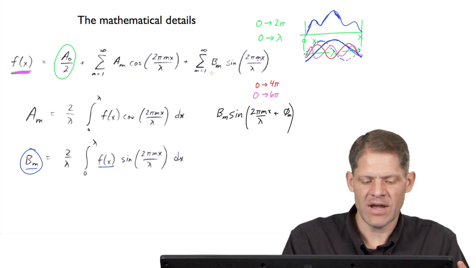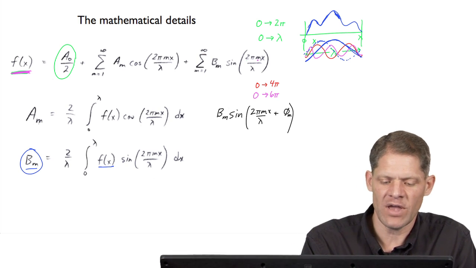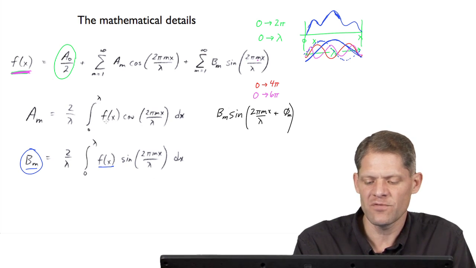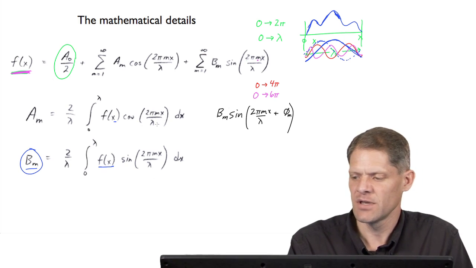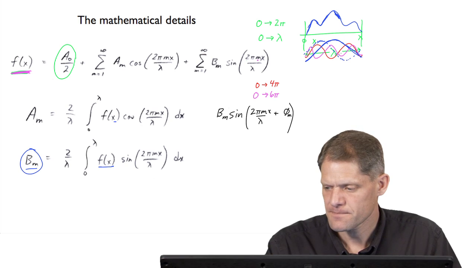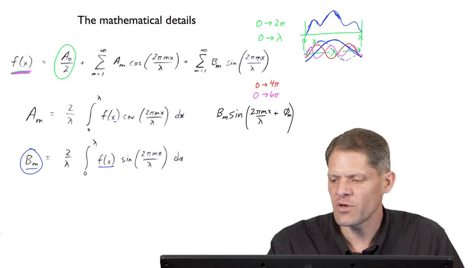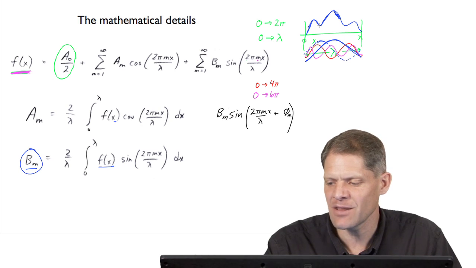And then to find the other coefficients, you just increase the index. Instead of looking at m equals 1, you look at the m equals 2 wave. If m is equal to 2, we integrate from 0 to a wavelength the product of the original function times a cosine wave with 2 wavelengths across the box. In other words, we integrate the product of the red curve with the blue curve from 0 to 1 wavelength, and that tells us how much of the red curve is present in the blue curve.